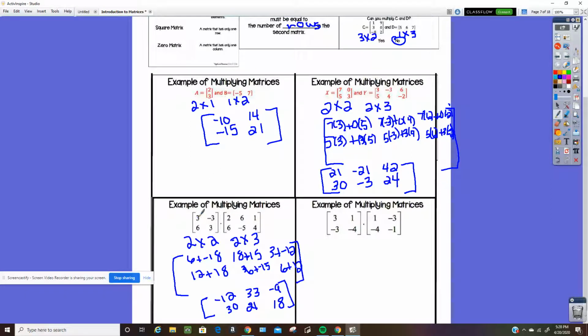So once again, row by column, multiply them line by line. Sum the products, form a matrix. Now you're doing it just fine.